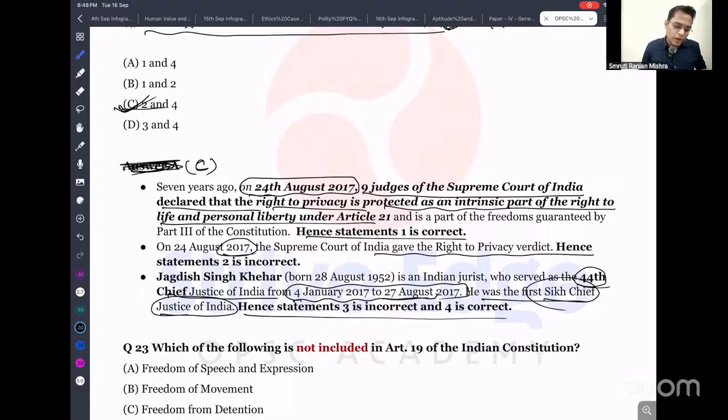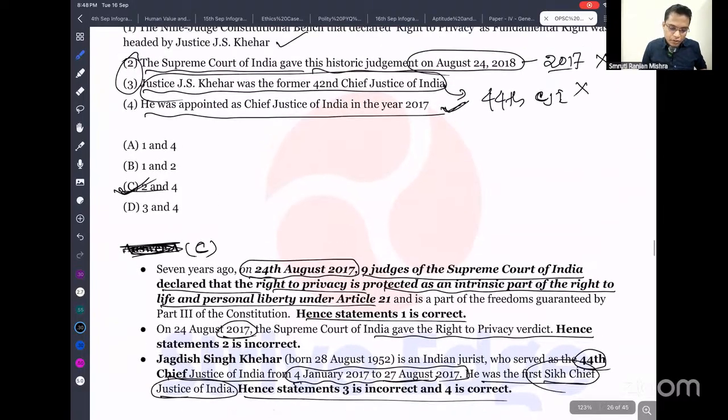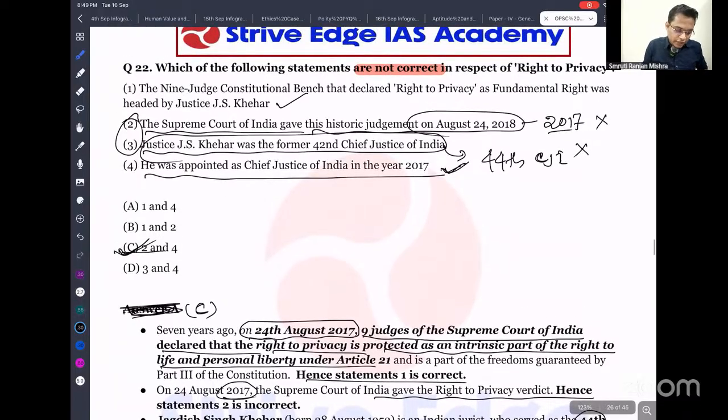It is asking which are not correct. Sorry, it's 2 and 3. So 2 and 3, not correct. That means 2 and 3. So the answer is D.